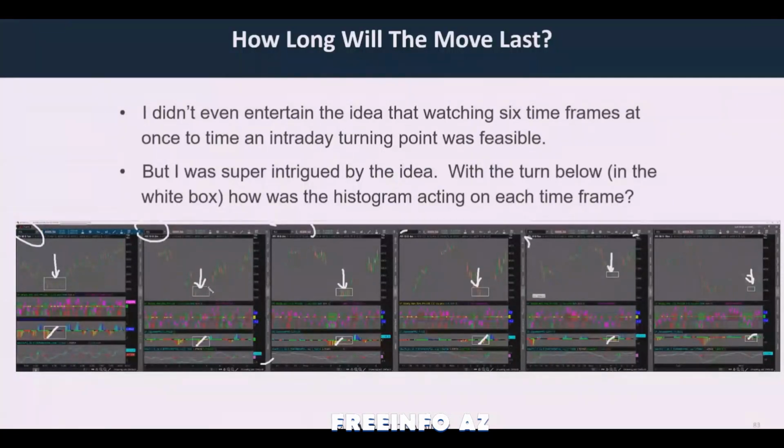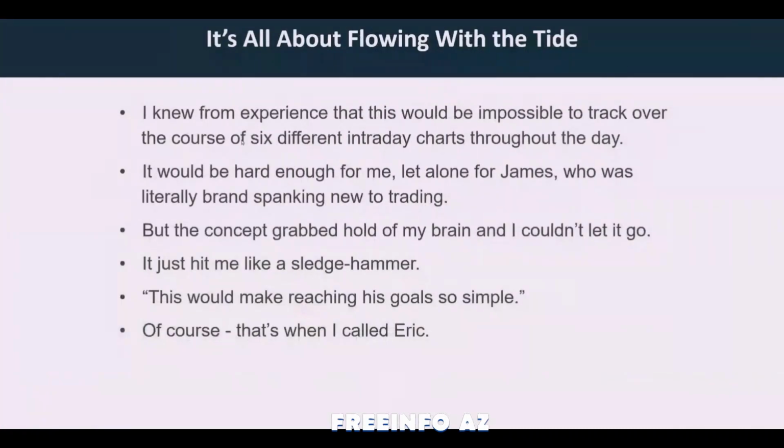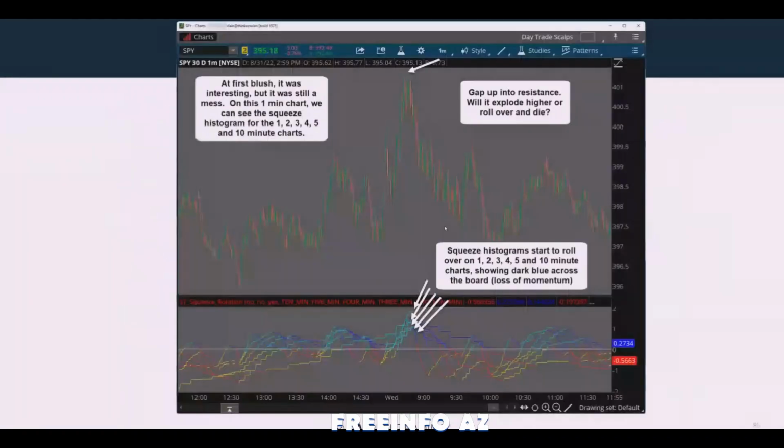You're looking at a market that's bottoming out and getting a little bit of a pop. So it's like, okay, is there an easy way to look at all of this visually? I knew from experience that this would be impossible to track over the course of 6 different charts throughout the day. It would be hard enough for me, let alone for James, who was brand new to trading. My whole point was I didn't want to make it complicated for him. But the concept really grabbed hold of my brain, and I couldn't let it go. I'm like, there's got to be a way to do this, because I think it would make this whole thing simple. And that's when I reached out to Eric, because he can do anything like that.